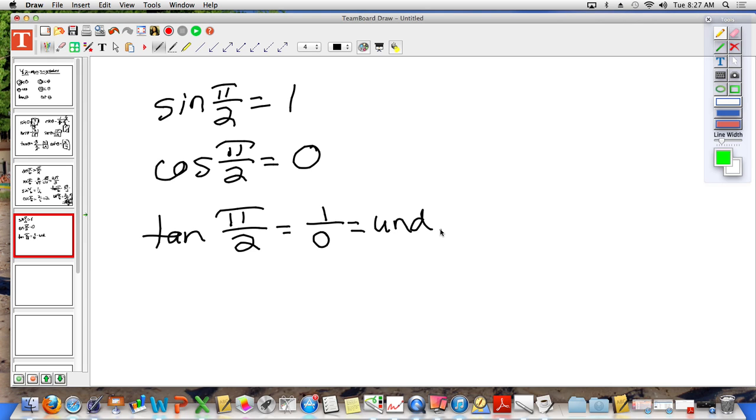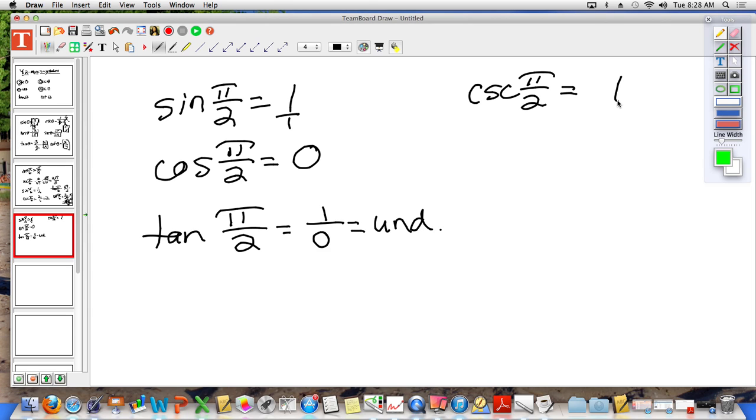All right. What is the reciprocal of sine? Cosecant. Cosecant of pi over 2. What is the reciprocal of 1? 1 really means 1 over 1. Do you guys agree? 1 is the same thing as 1 over 1, so the reciprocal of 1 over 1 is 1.